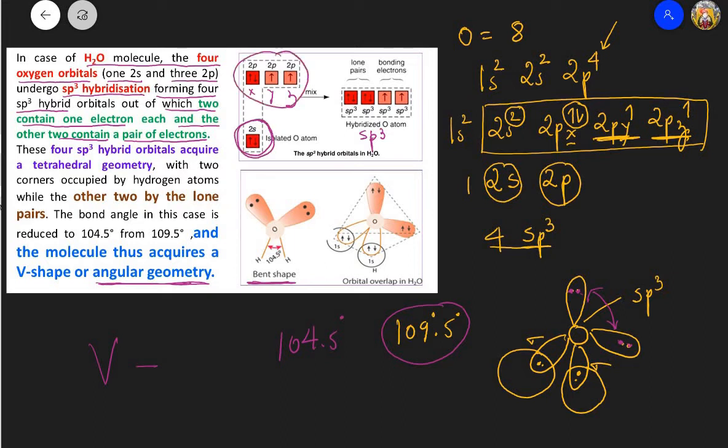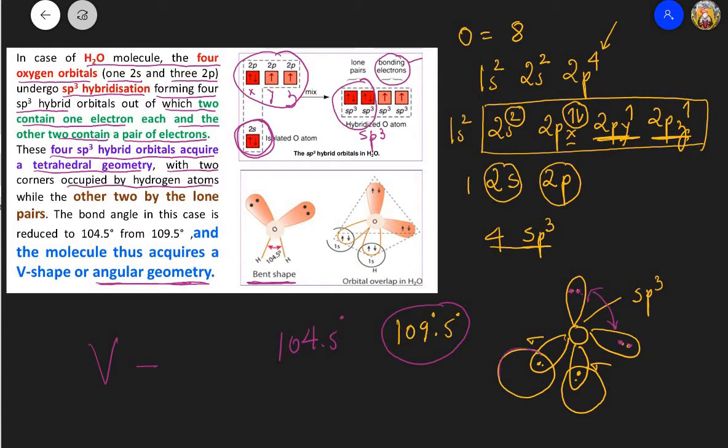So 3 plus 1 will be 4, and of these 4, 2 will be having lone pairs of electrons, and the remaining are called unpaired electrons, which are involved in bonding. So therefore these are called bonding electrons, right? So these 4 Sp3 hybrid orbitals acquire tetrahedral geometry. Initially they will be occupying tetrahedral geometry with the two corners occupied by hydrogen atoms.